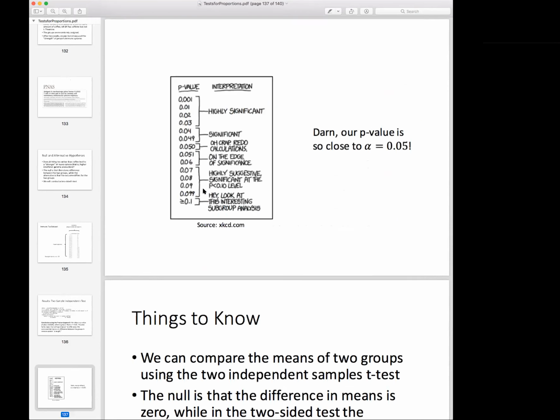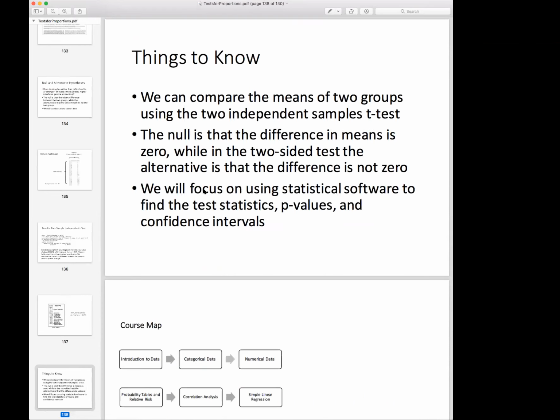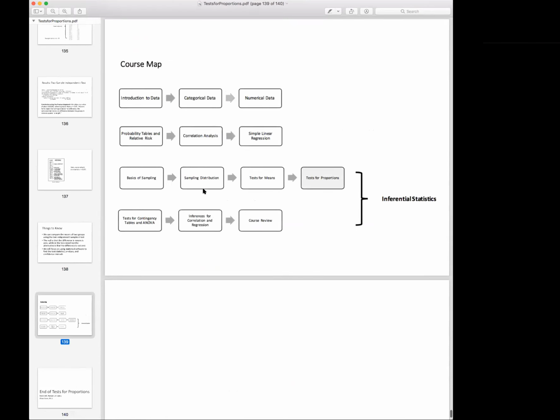Even though our p-value was really close to 0.05, at 0.052, just on the edge of significance, it still does not count. It's either significant or it's not significant. It was almost significant, but in this case it wasn't. So we cannot reject the null hypothesis. So that's the conclusion of this lecture.